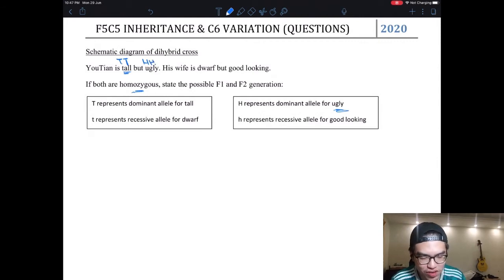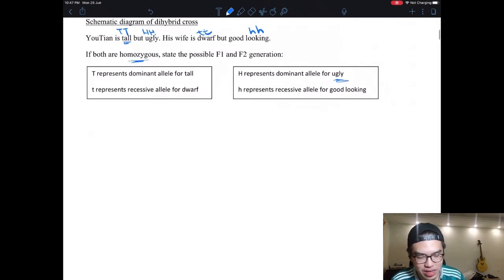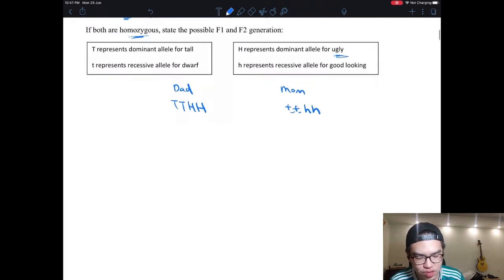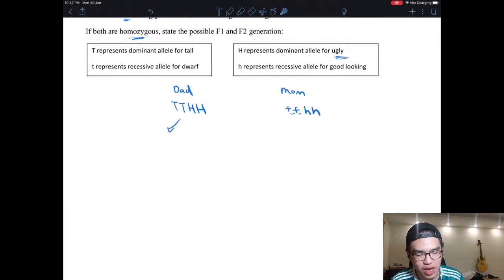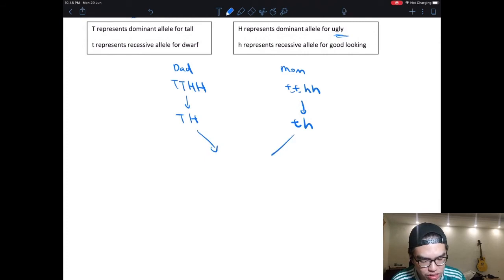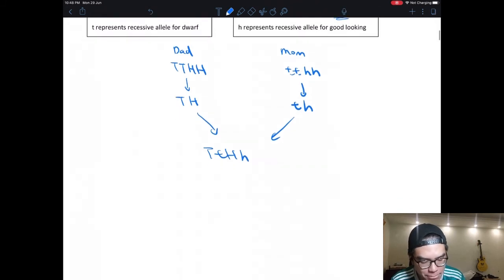The wife is dwarf. Dwarf means small t, but it's good looking. Since they say it's homozygous, good looking is small h, small h. So for daddy, daddy is big T, big H, big H. Mommy is small t, small h. For this one, you don't need to confuse yourself. There's only one type of gamete possible, which is big T, big H, and for mommy, small t, small h. There's only one possibility. So when you cross them, the children will definitely be big, small. So the children will be tall and ugly.